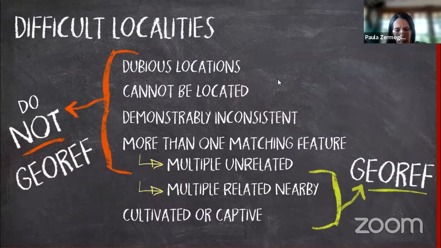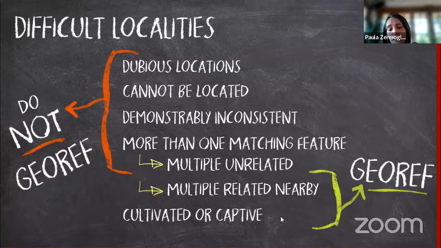So we can make a georeference that includes them all, because we have to make sure that we're accounting for all the different possibilities, but we can still georeference that. So in that case, we do georeference.